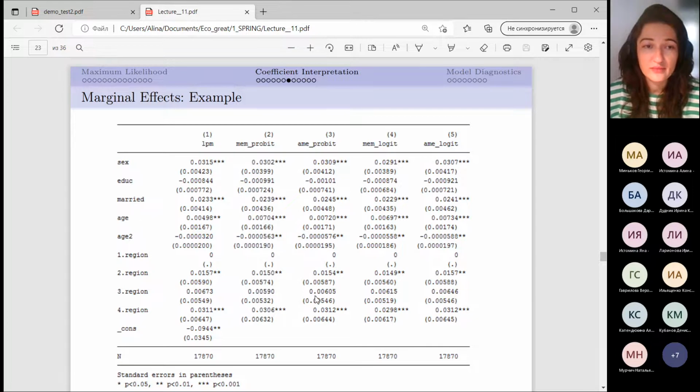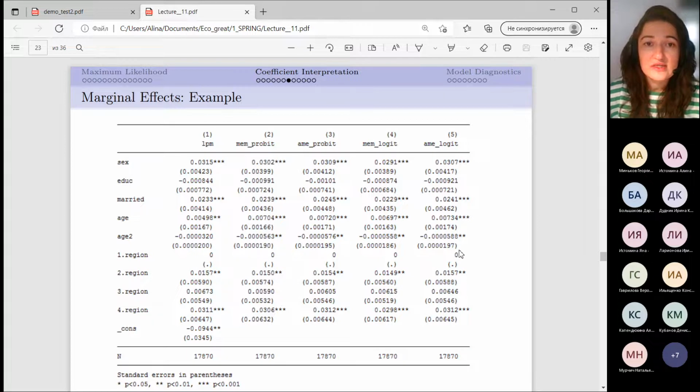So let's compare. What do we have? In this example, we can see that most of the results are very similar to each other, even if we compare them with the linear probability model. So, for example, education, or gender, or age, but age no. Age is not very close if we compare linear probability model coefficients with the marginal effects. But the values of all the marginal effects are very close to each other. Okay.